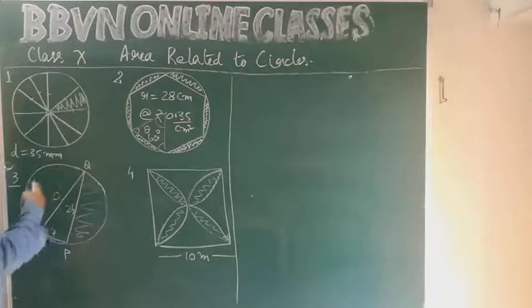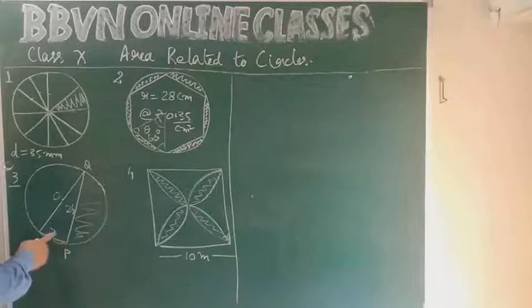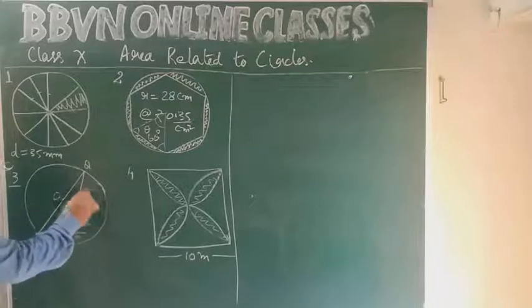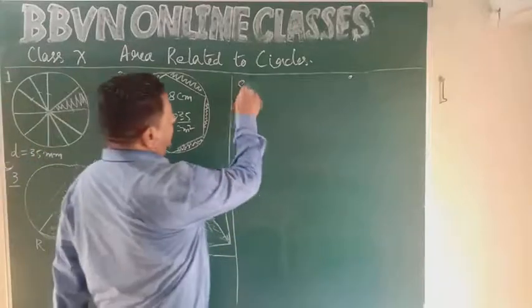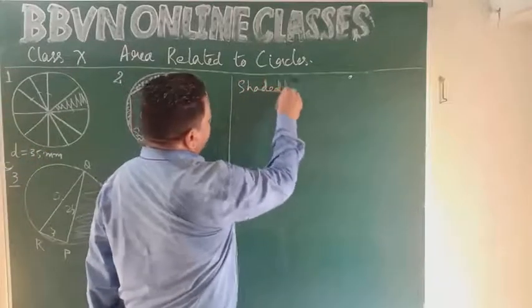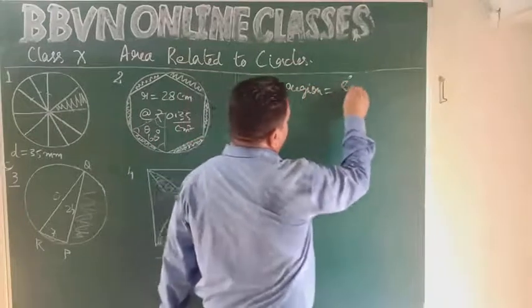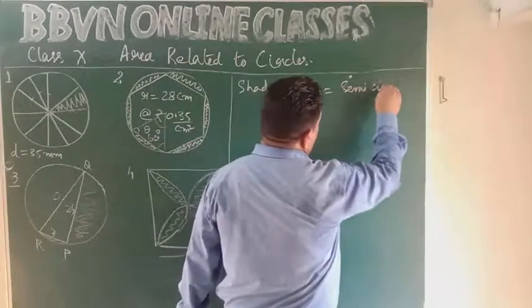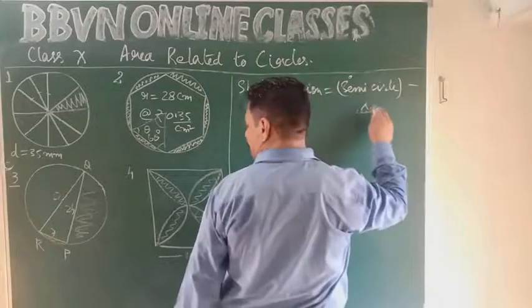Okay, now we have a circle. The question says PQ is 24 centimeters, PR is 7 centimeters. Find the area of the shaded region. So the shaded region is equal to the semicircle minus the area of triangle PQR.